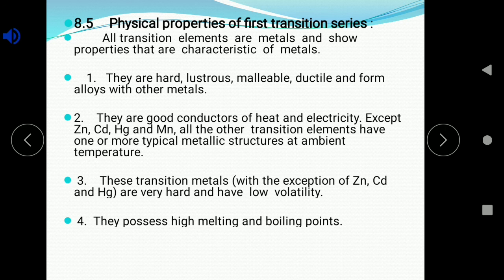So, the first question will be: write down the oxidation states of scandium, manganese, iron, and zinc. Write down the oxidation states shown by scandium, manganese, iron, and zinc. The next question will be: write down the physical properties of the first transition series.